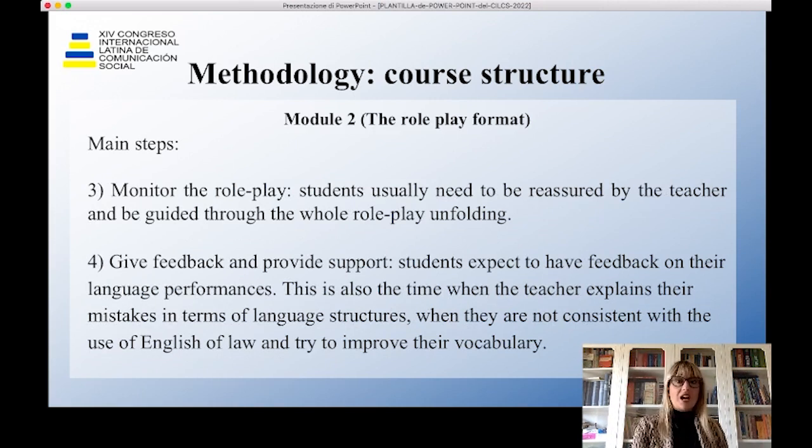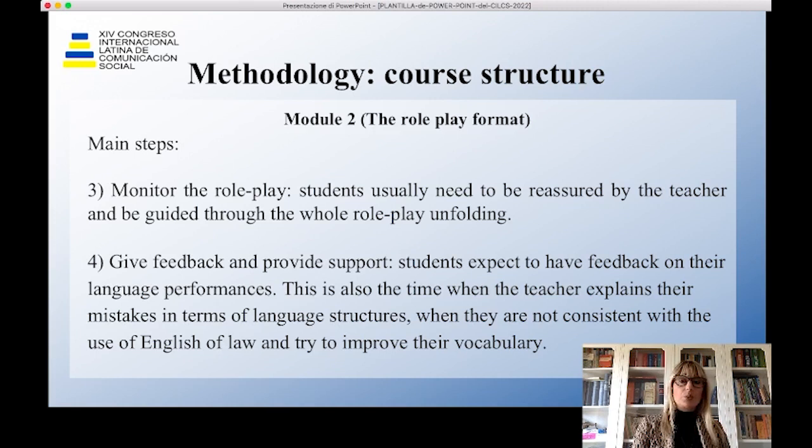The third step is to monitor the role play. So students need from time to time to be reassured by us and be guided through the whole role play unfolding. The fourth step is giving feedback and providing support. Students expect, so they need to receive feedback from us on their language performances.